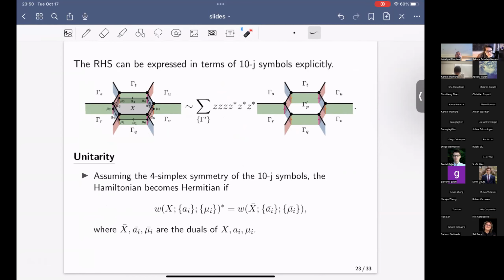So, and again, if we assume that these tangent symbols satisfy some four simplex symmetry, which is a natural generalization of the tetrahedral symmetry, then we can show that the Hamiltonian becomes Hermitian if we choose the parameters so that they satisfy this condition. So this unitarity condition is completely analogous to the unitarity condition of the anyon chain model. And we also have many parameters that we can choose freely.